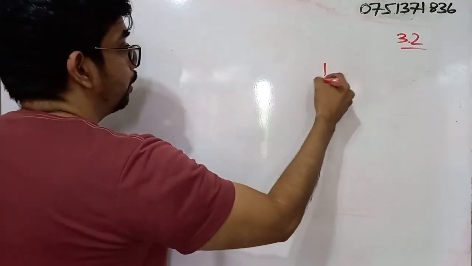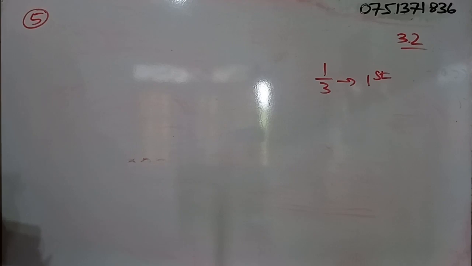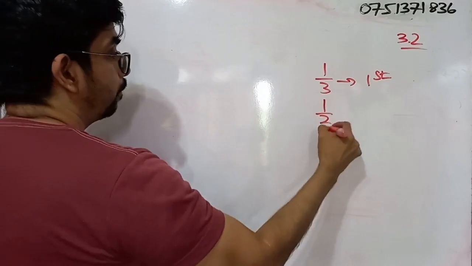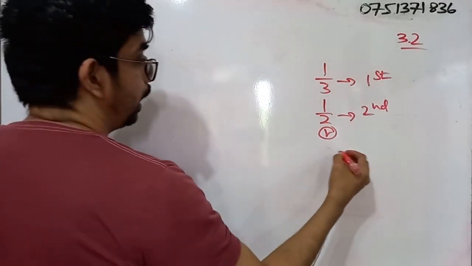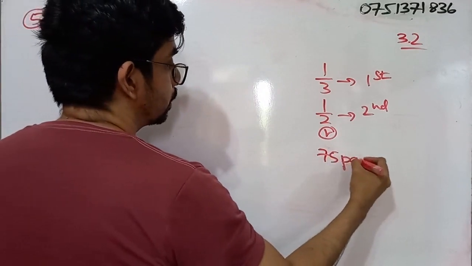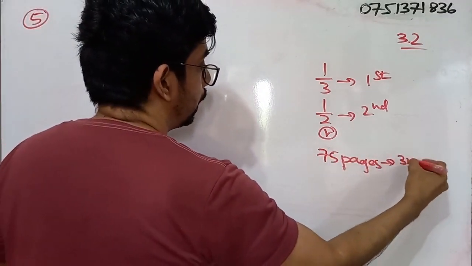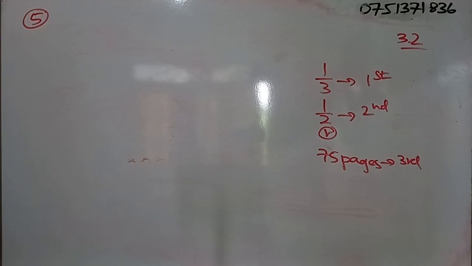Right, question number 5. Saroja read 1/3 of a book she borrowed from the library on the first day. So 1/3 on the first day. On the second day, she was only able to read half of the remaining portion. Half of the remaining portion. On the third day, she finished the book by reading the remaining 75 pages. Right? So 75 pages. So that is on the third day. How many pages were there in total in the book?